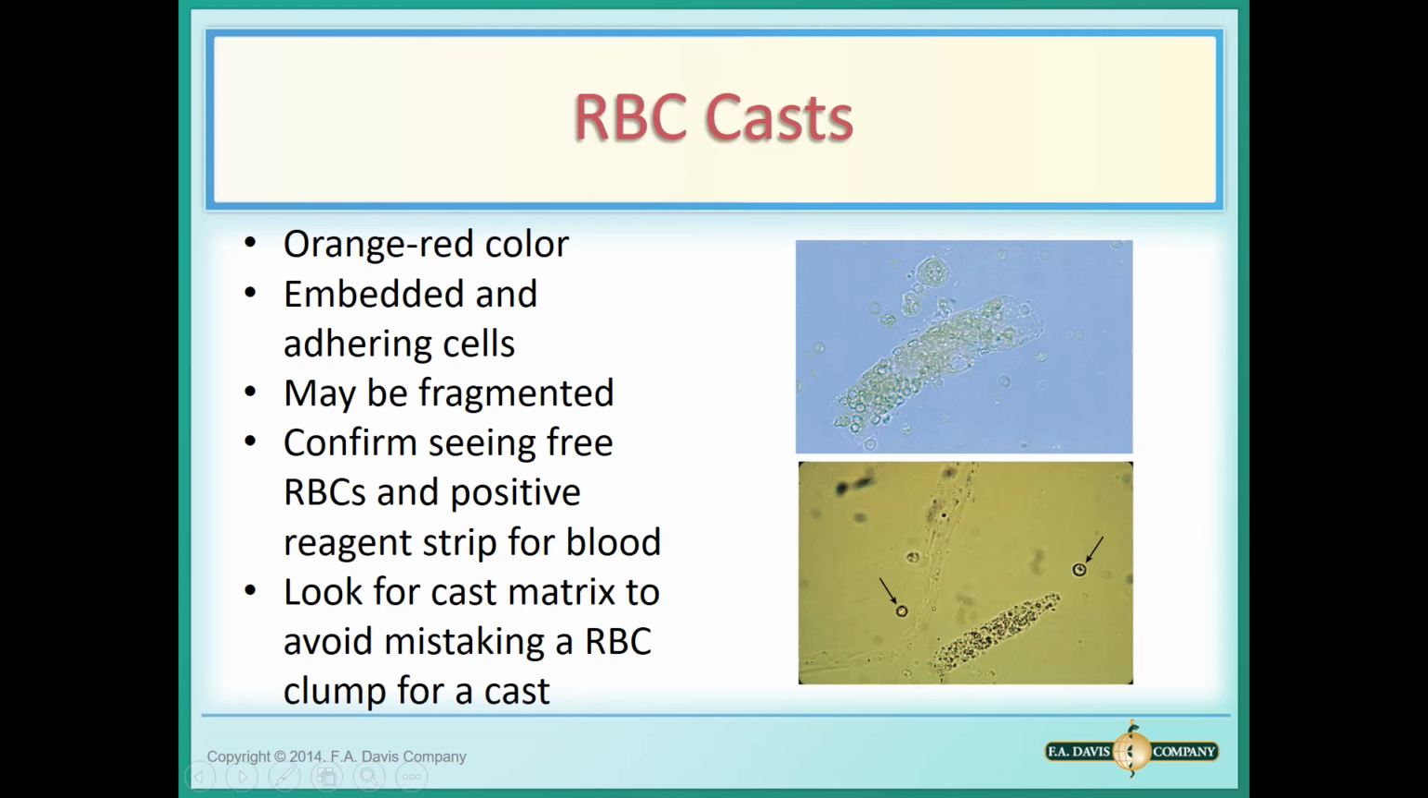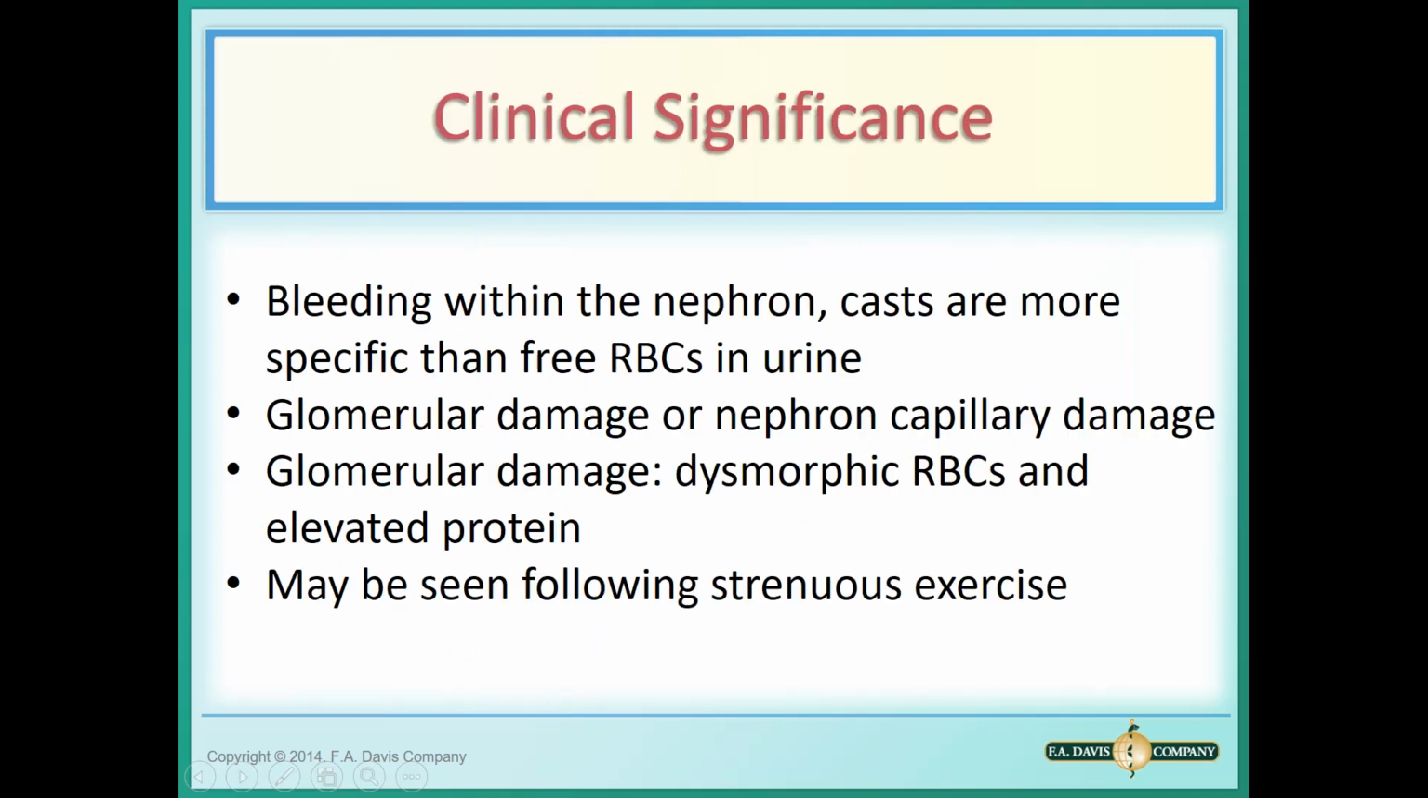So always look for that protein matrix around here. And you can see if we look up here, it goes right up and around like that, captured one more red cell there, and all the way back down and around. It's all embedded within that cast formation. Clinically, what does it mean? Maybe some bleeding inside of the nephron.